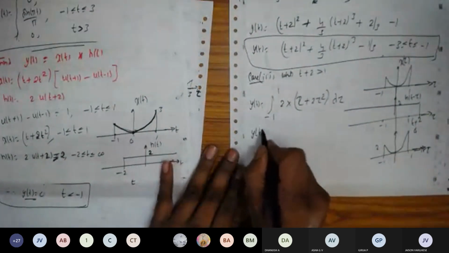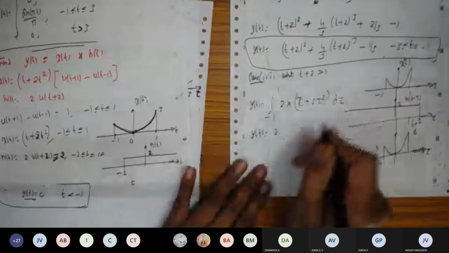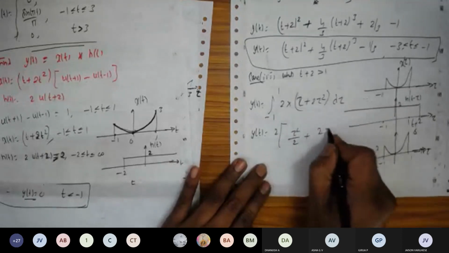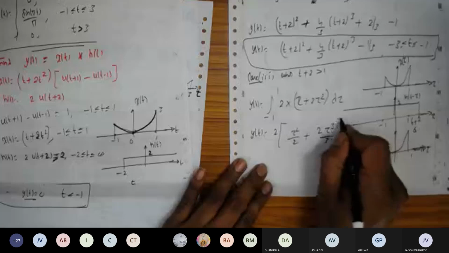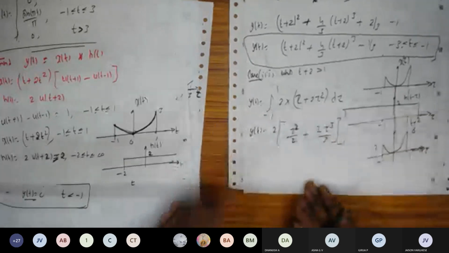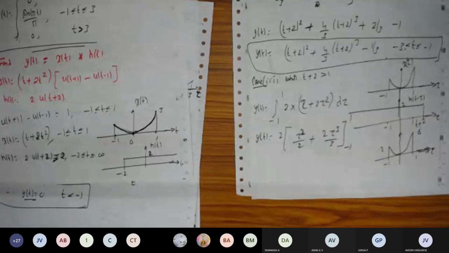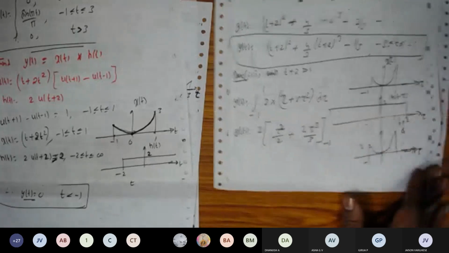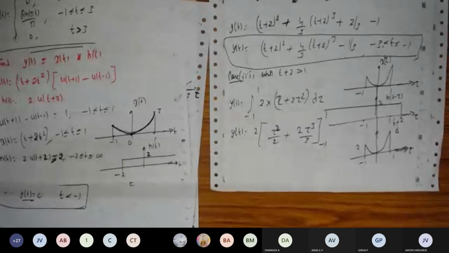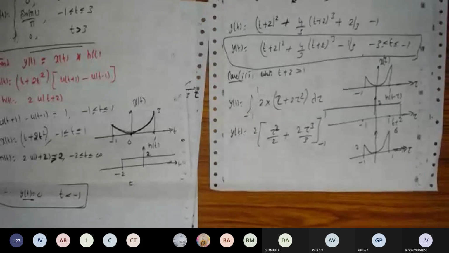If you integrate this one, 2 is a constant, the integration of tau is tau square by 2, and the integration of the other term is 2 tau cube divided by 3. The limit is from minus 1 to plus 1. So apply the limits, get the answer, and summarize the answer here. Do evaluate this one. Done? Done, right? Any doubts?